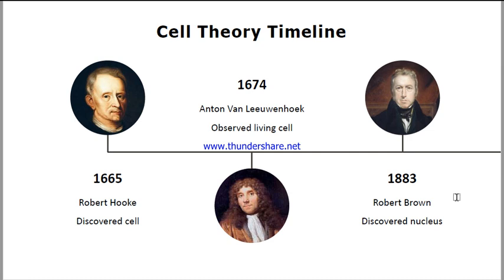Now if we go to the cell theory timeline, we see there are many scientists who put forward their ideas. Like Robert Hooke, he was the first one who described the cell. Right? If we go to the discovery, the credit goes to Robert Hooke. Though he observed dead cells, for the first time he discovered the cell, in the year 1665.